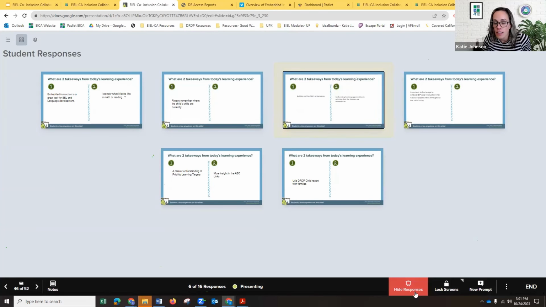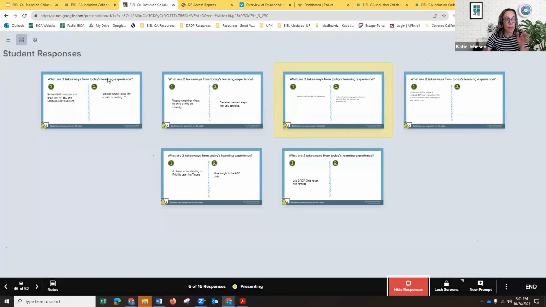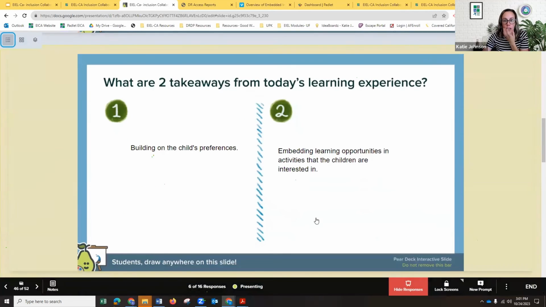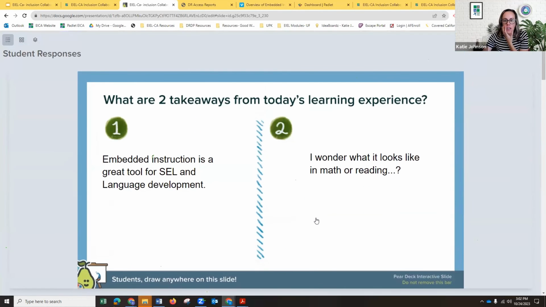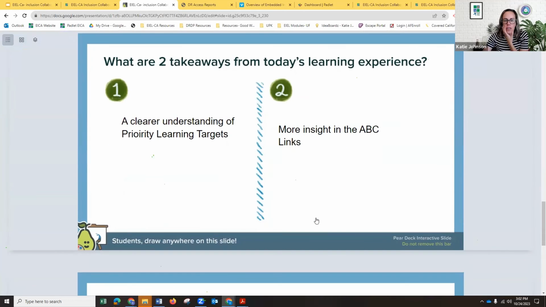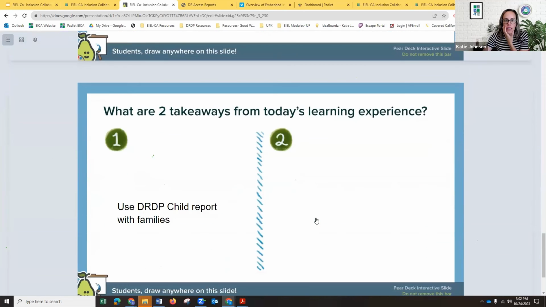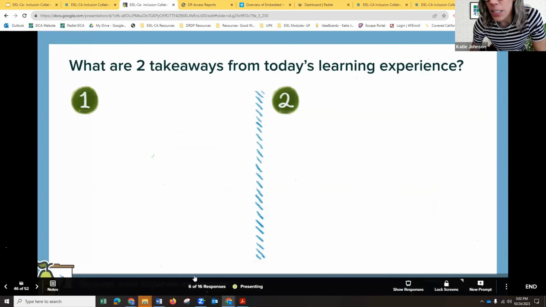I love it. Embedding learning opportunities. So we're working through this embedding piece together. From this, did any other questions or anything come up from you all? Because they're interested, child preferences, these are all such great components. More insight to the ABC links. I love that. And we gave such a tiny little explanation of that.